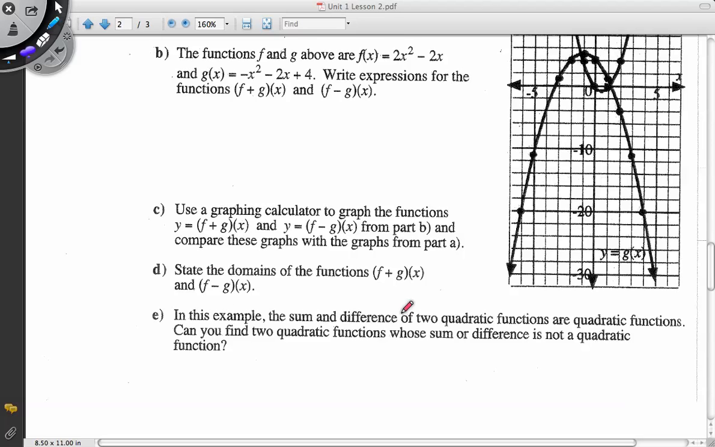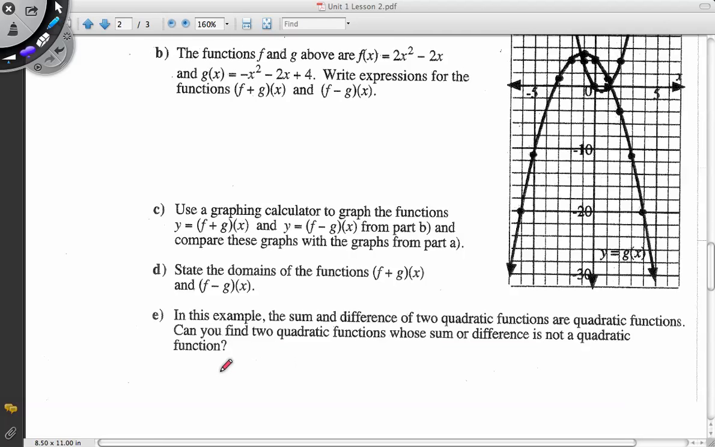In this example, the sum and difference of the two quadratic functions are quadratic functions. You can see that if I take this and subtract this, I'll actually get 3x squared and change. I don't know how many x's or numbers, but it's definitely going to be positive 3x squared. So it will be a quadratic function when we add or subtract. Can you find two quadratic functions whose sum or difference is not a quadratic function?